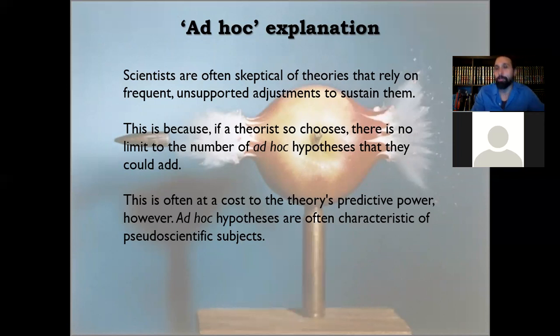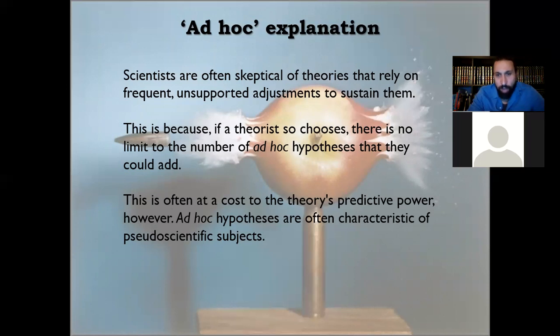It gets to the point where it's a little too convenient, and the whole explanation becomes embarrassing. It's like, okay, just drop the act. But I mean, it still might be true. Scientists are often skeptical of theories that rely on frequent unsustained adjustments to sustain them. This is because if a theorist so chooses, there is no limit to the number of ad hoc hypotheses they could add. You could just keep making it more and more complex.